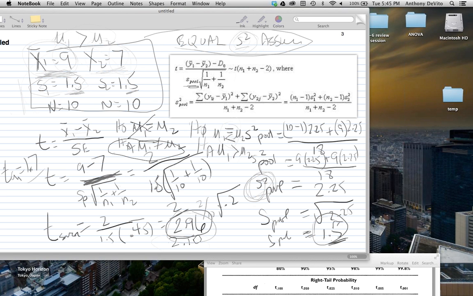It was even easier to exceed than the 2.1 for my double-sided test, right? And that's always the case. A single-sided test is a less rigorous test. It's an easier test to prove, in other words, to reject the null hypothesis and accept the alternative hypothesis. Okay.